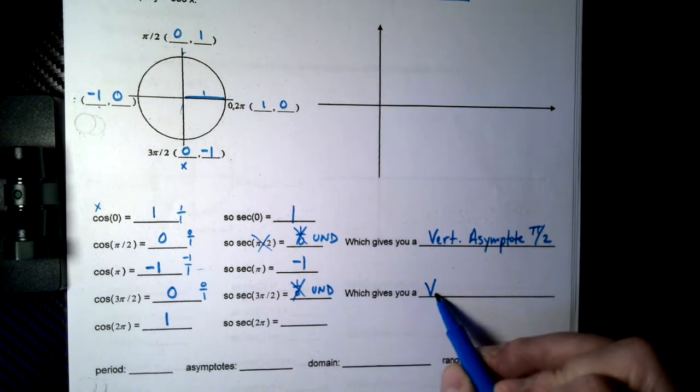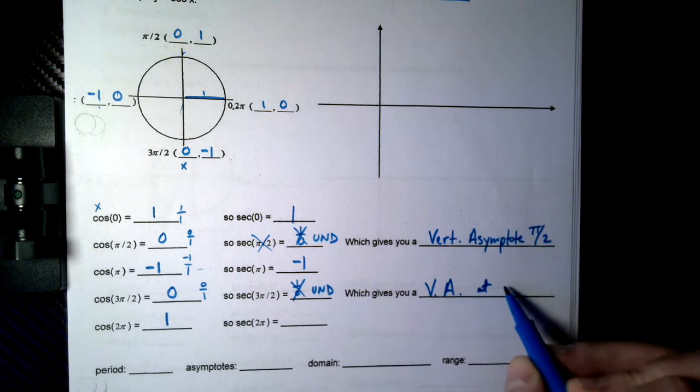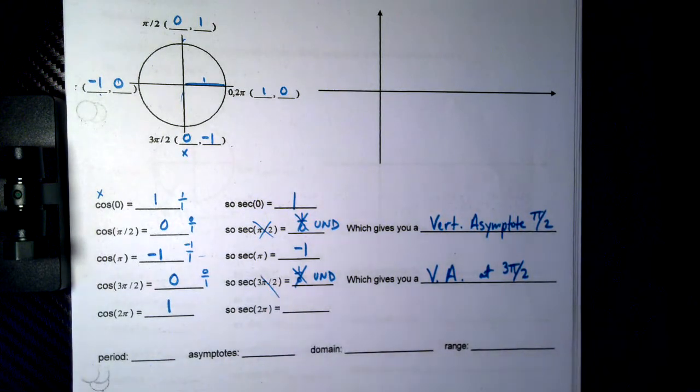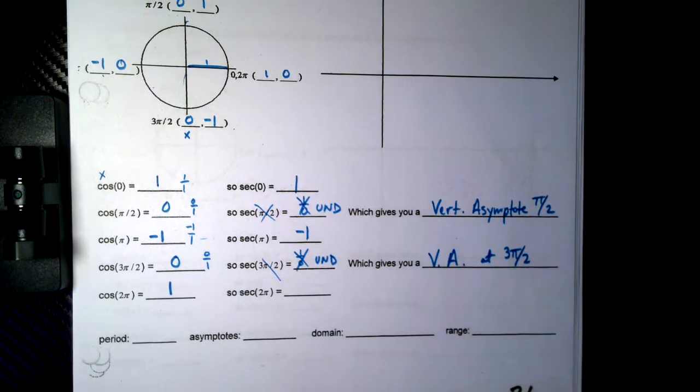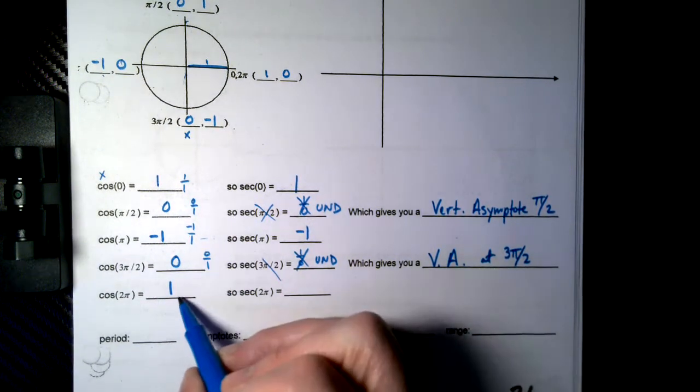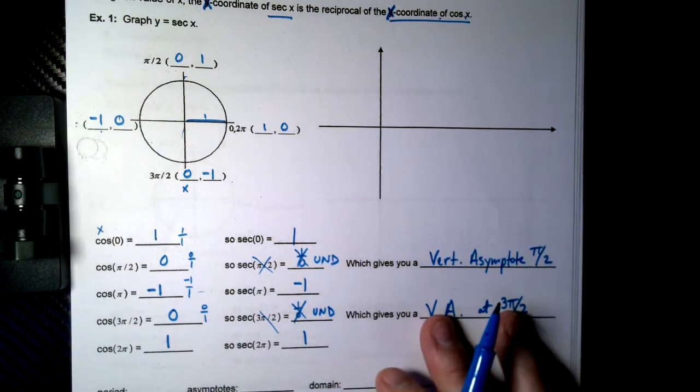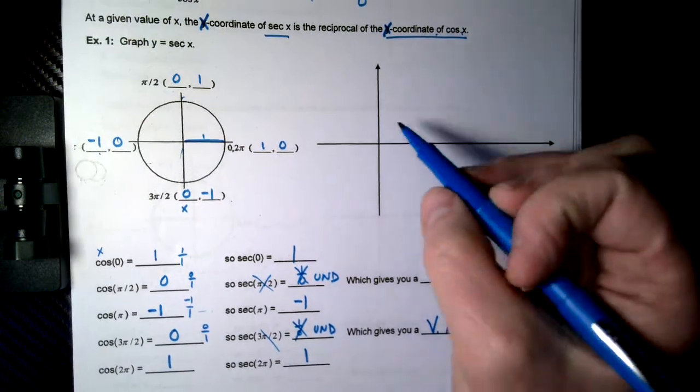Undefined. Vertical asymptote at 3 pi over 2. We're not allowed to plug in 3 pi over 2 and ask for what's a secant. The reciprocal of 1 is going to equal 1. So what does all this mean? How do these two tie together? It's going to work like this.